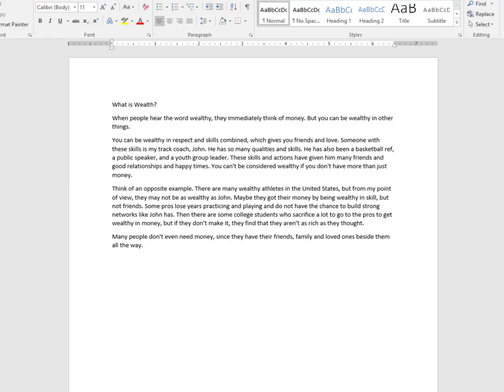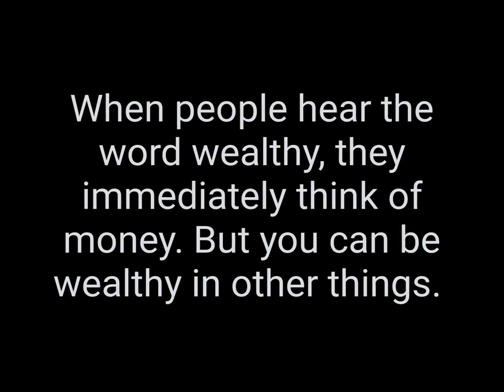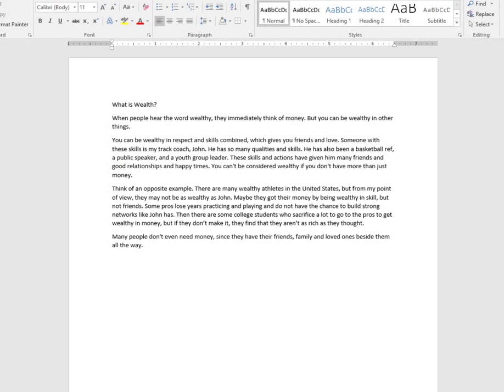"What is wealth? When people hear the word wealthy, they immediately think of money, but you can be wealthy in other things." There's a paragraph break after this. We probably want another couple sentences in a more fully developed thesis paragraph, but this is a good start because it expresses a clear idea that the writer is going to address in the following paragraphs.